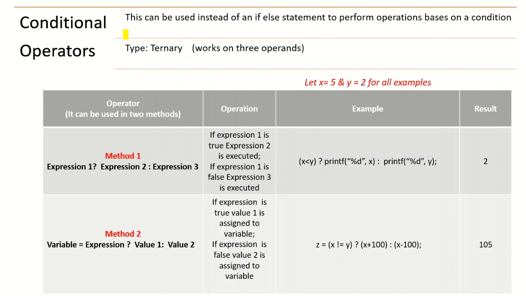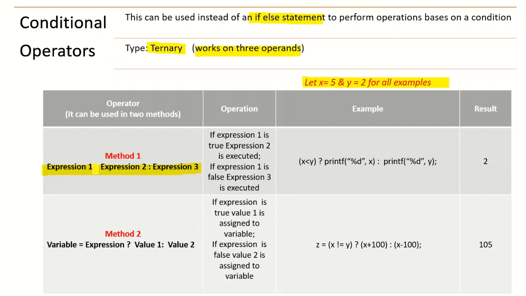Conditional operators. It can be used instead of an if-else statement to perform operations based on a particular condition. It is a ternary operator which works on 3 operands. This is the method in which we use the conditional operator. There are 2 methods, method 1 and method 2. I'll explain the first method, and for these examples I am taking the variables x is equal to 5 and y is equal to 2 initially.